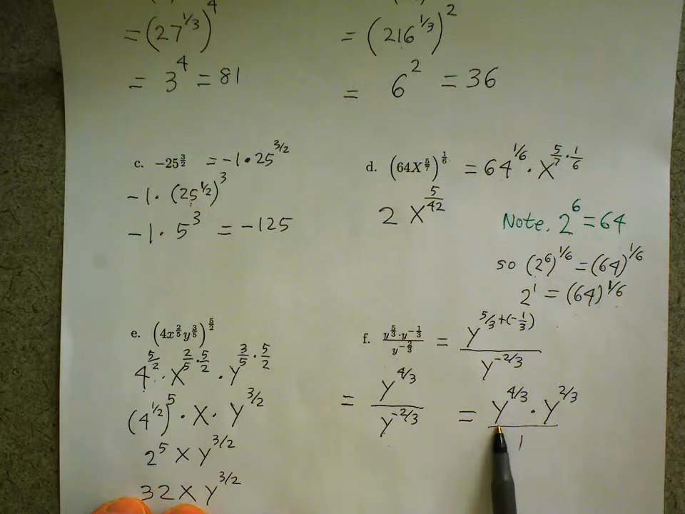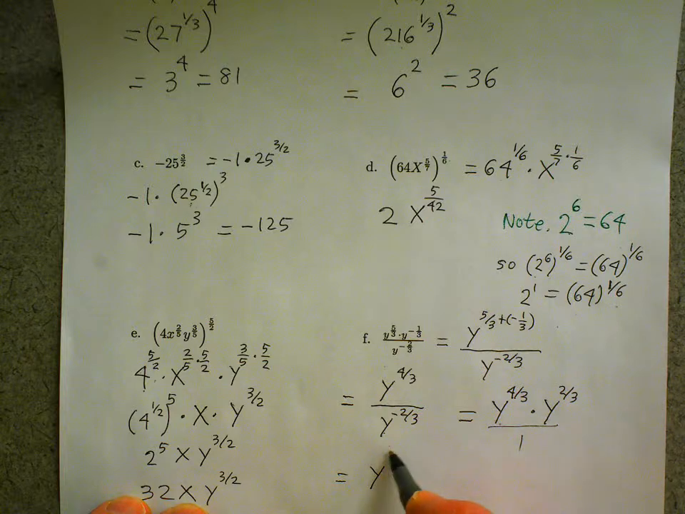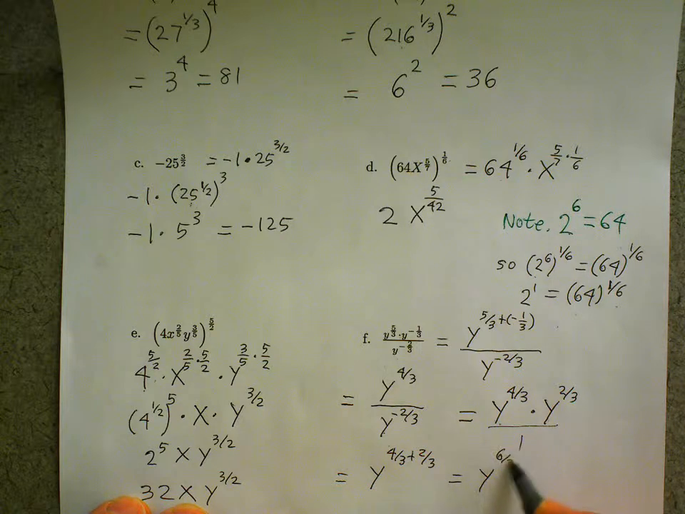And then finally, y to the 4/3 times y to the 2/3. Since the bases are the same, the base is y, we can add the exponents. So y to the 4/3 plus 2/3, which is y to the 6/3. And 6 over 3 is 2, so our final result is just y to the 2nd.